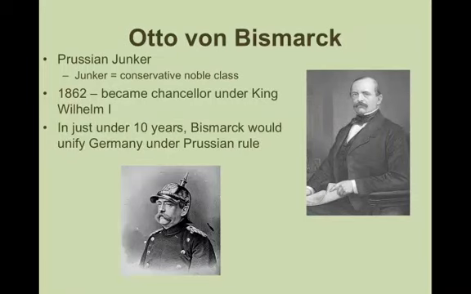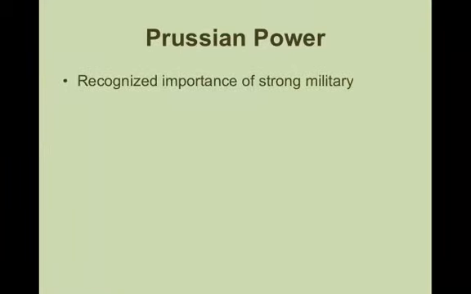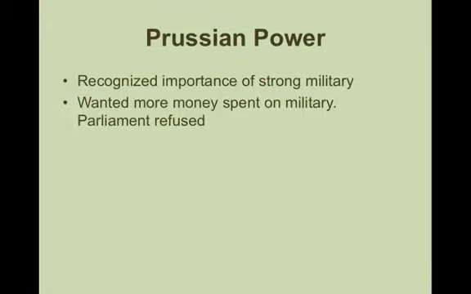So we'll talk about his story and how he did this in a minute here, but in just 10 years, Bismarck would unify all of Germany under Prussian rule. So it started with militarization. That might be a stereotype you have about Germany, but it was true here in the late 19th century, building up a very strong military with the latest technology and reorganizing it. They wanted to spend more money on the military, but Parliament refused.